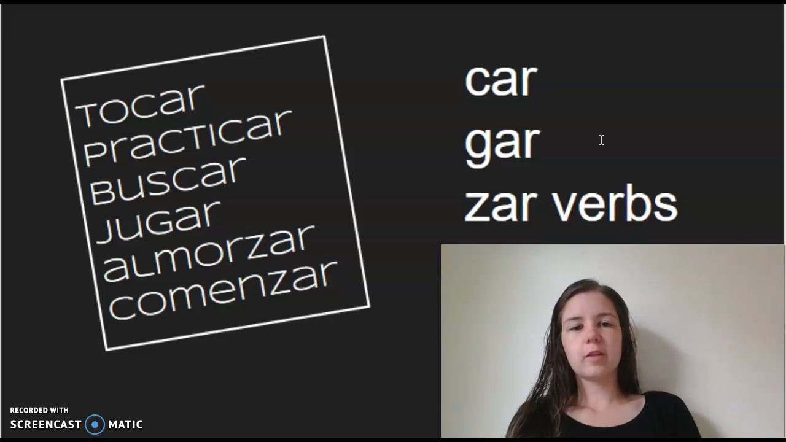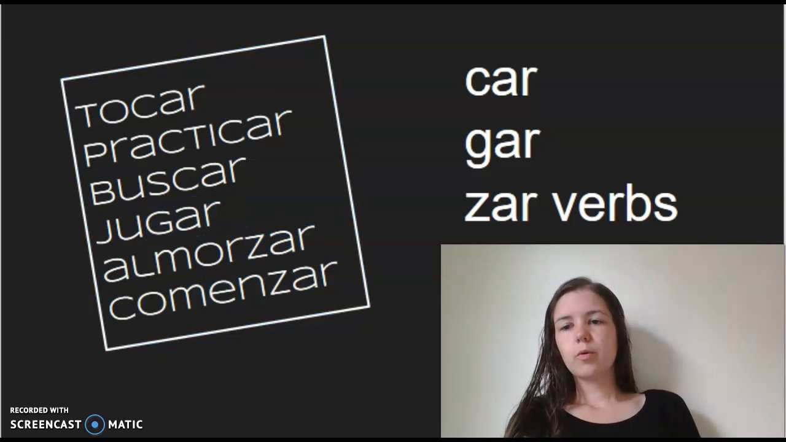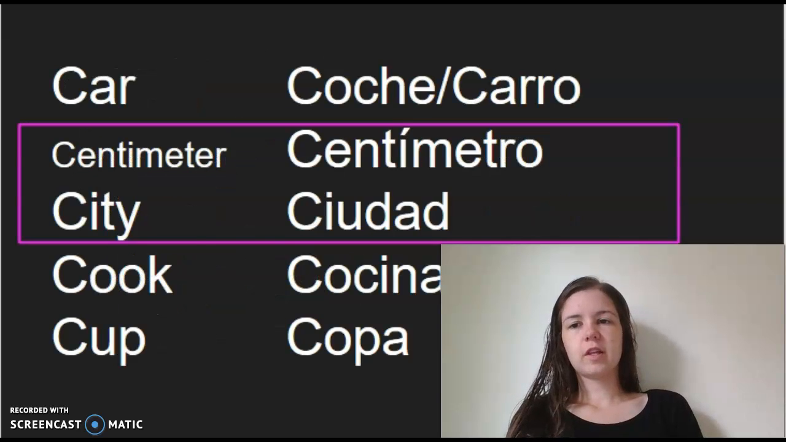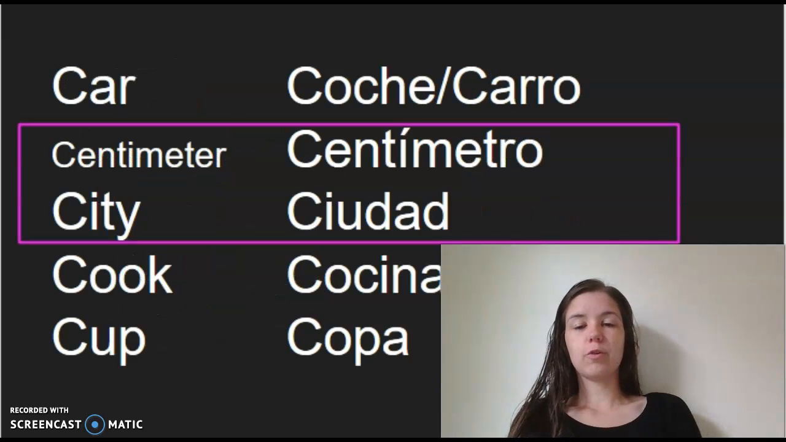So there are verbs in Spanish that we're going to call car, gar, and zar verbs. And what I mean by those is they end in car, like tocar, for instance, gar, such as jugar, or zar, such as almorzar. So the reason these verbs are special is the letters C, G, and Z, hence the car, gar, zar verbs. C, G, and Z can make two different sounds, and it's this way in both English and Spanish. When we have these verbs, we want every single form to make the same sound with letters C, G, or Z. So that's why it's going to happen with a spelling change.